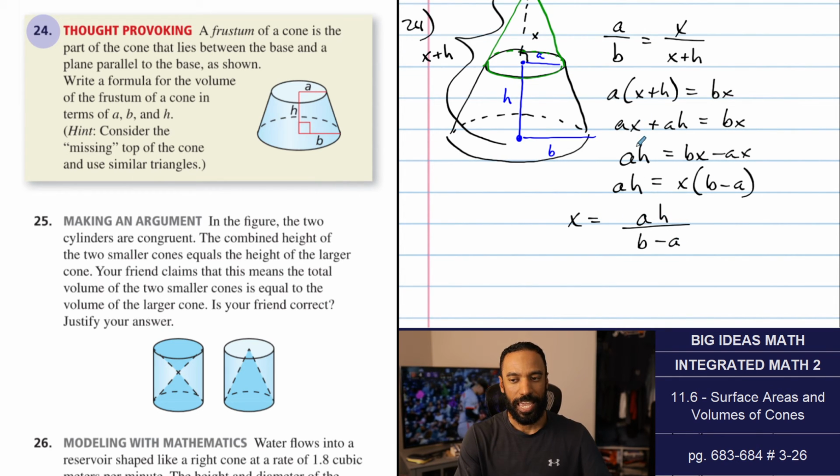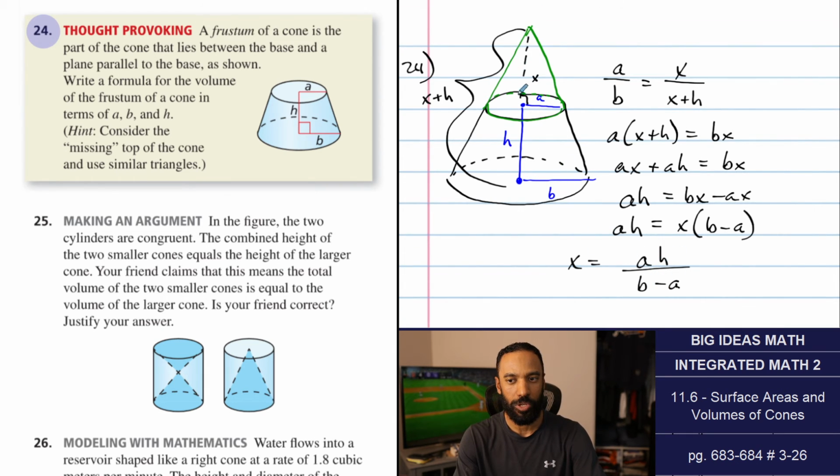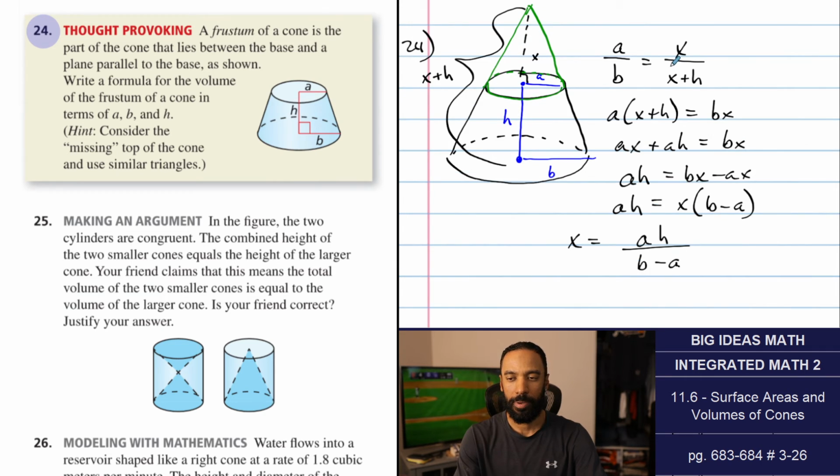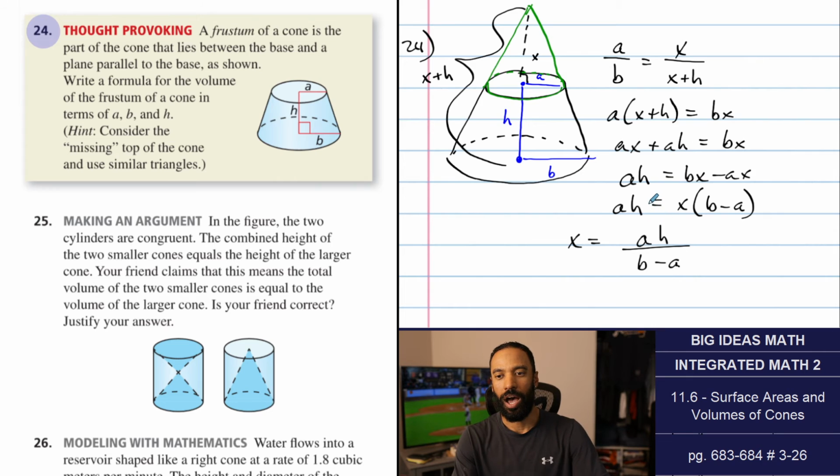So there's a representation for X in terms of A, B, and H. Anytime I use X, and I'll have to for volume, this height and this height, anytime I use X for volume, I can replace it with that. I think I'll save it, but when the time comes that I need to, I will.